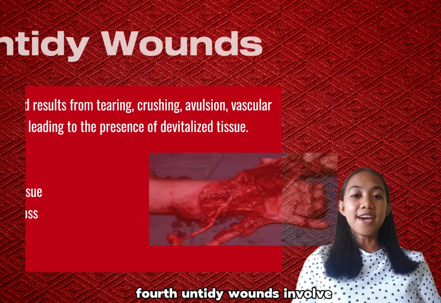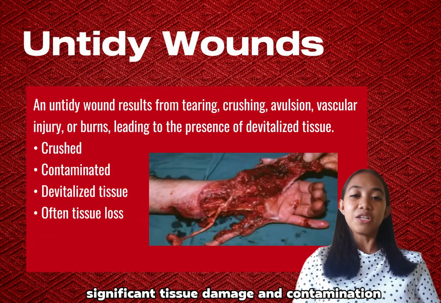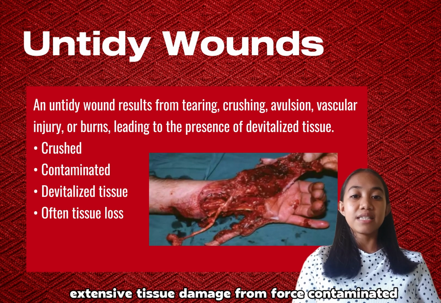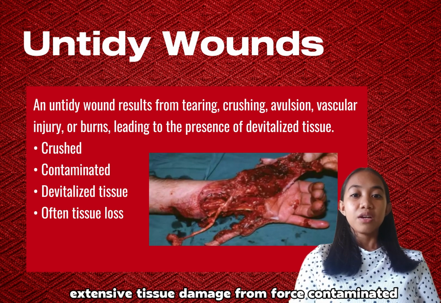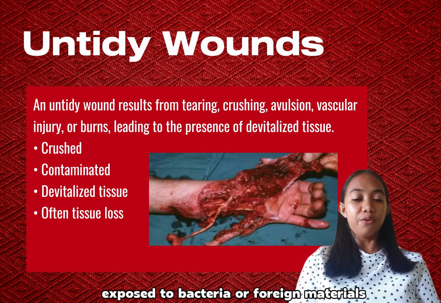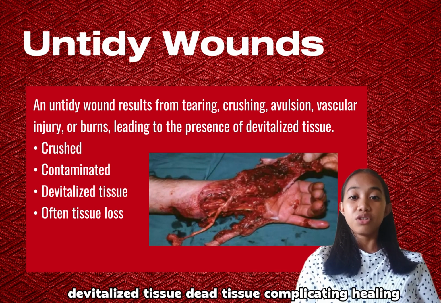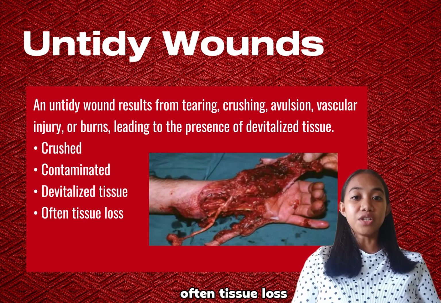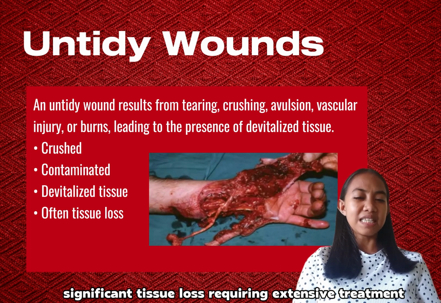Fourth, untidy wounds involve significant tissue damage and contamination, including crush, extensive tissue damage from force. Contaminated, exposed to bacteria or foreign materials. Devitalized tissue, dead tissue complicating healing. Often tissue loss, significant tissue loss requiring extensive treatment.